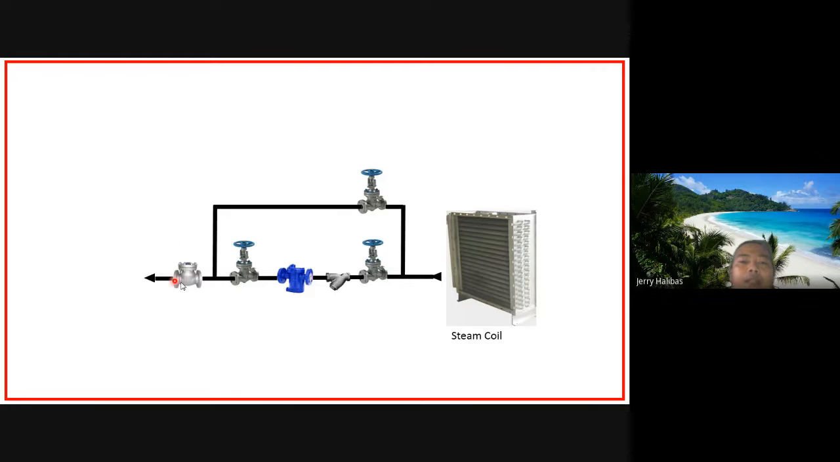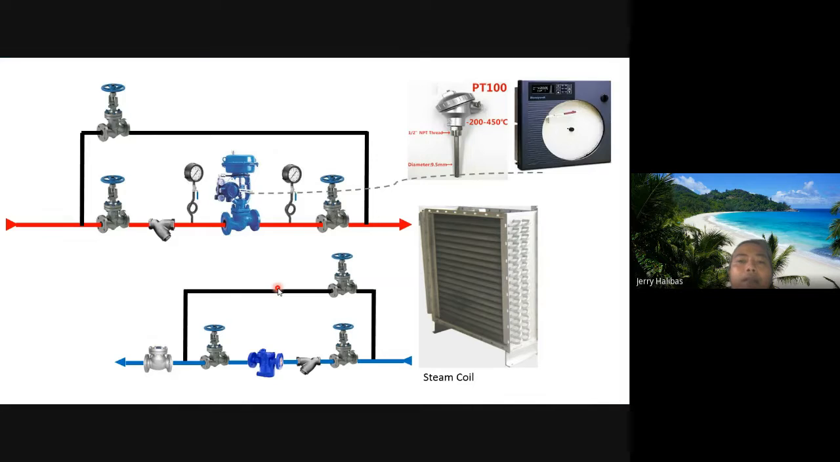And by the way, this is a check valve, so the flow does not reverse direction. So, that is the complete setup. The red line indicates the hot media, which is the steam, going into your steam coil, which is your heat source.